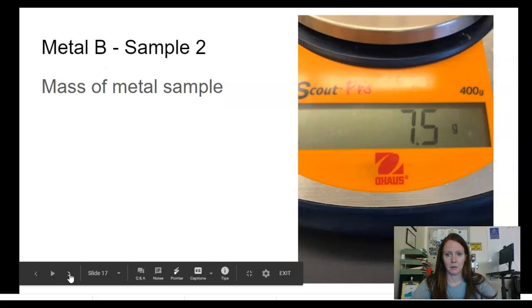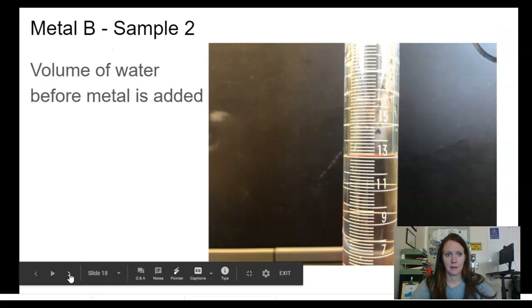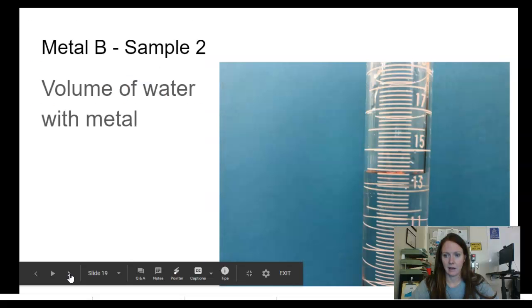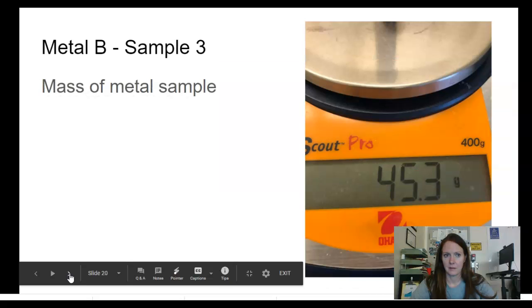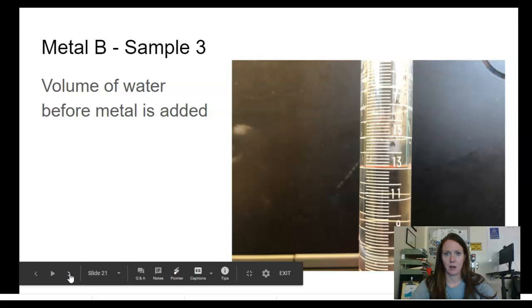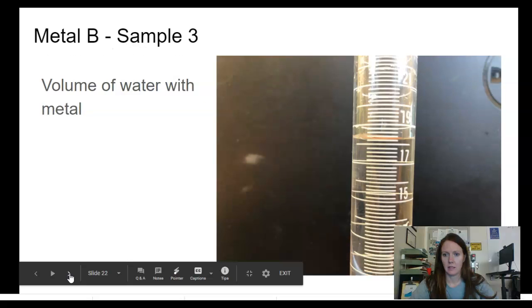Here's metal B, sample 2, its mass. Metal B, sample 2, here's the volume of the water before I added the metal. And after. And the last sample of metal B, here is the mass. Here is the volume of the water before I added the metal. And here is the volume after. So you should have 3 sets of data for metal B now.